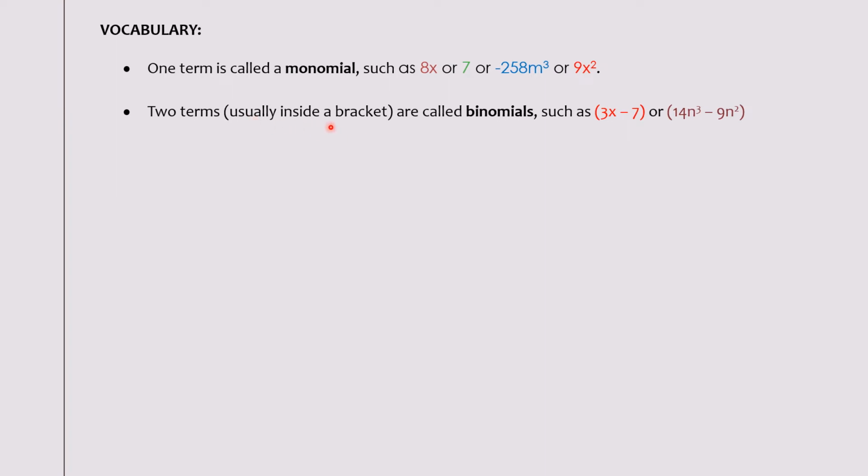Two terms, and they're usually inside a bracket, are called binomials, such as 3x minus 7. Even if the brackets weren't there, 3x is term 1, subtract 7, term 2, that makes it a binomial. Same thing here, 14n cubed minus n squared, that's a binomial because there are two terms and they will always be separated by a subtraction or an addition sign. That's how you know there's two of them.